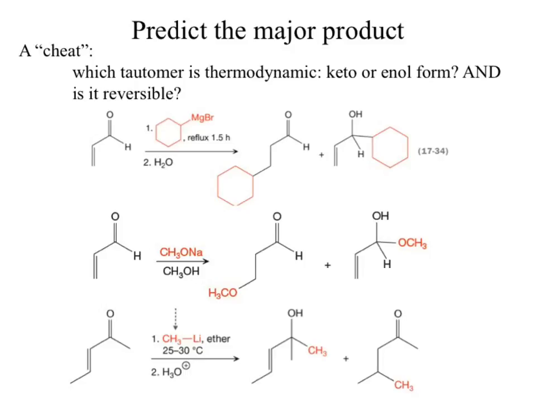Okay. So the cheat that I'm throwing out here is first identify your kinetic versus thermodynamic. So our cheat is keto or enol. Okay. I would call this first one. Sorry, I should draw it. This is my keto and this is my enol. Which one was more stable? Keto, which means the keto is my thermo product.